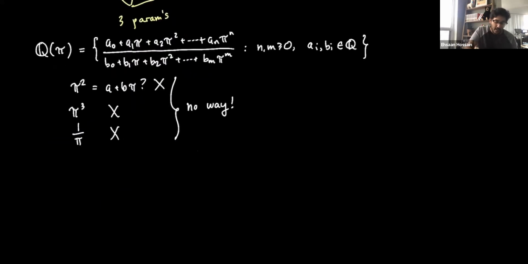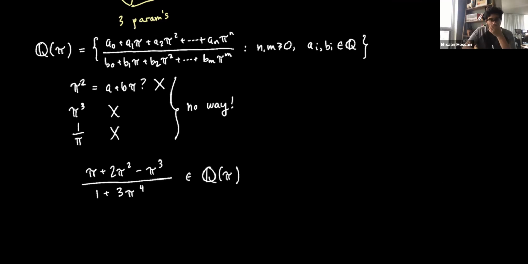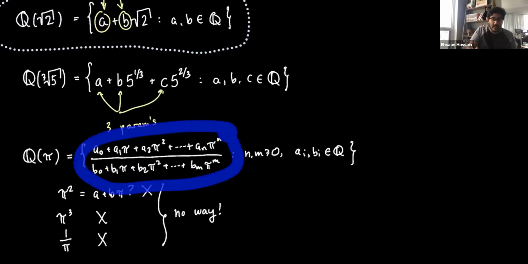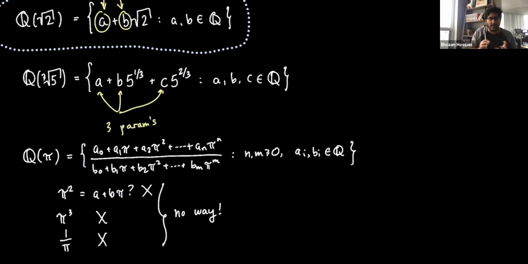For example, I could have pi plus 2 pi squared minus pi cubed, divided by 1 plus 3 pi to the 4. This is an element of Q(pi), because it has to be. Pi squared has to be in the field, pi cubed has to be in the field. Fields are closed under multiplication, and fields are also closed under division. So it has to contain this element. Just like what we did last time, it turns out that those are all the elements obtained by multiplying and adding pi together and then dividing all those as well.